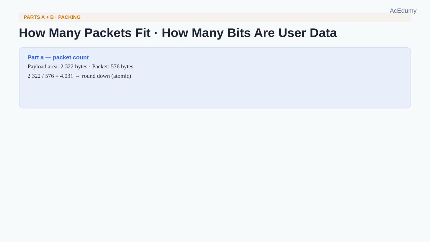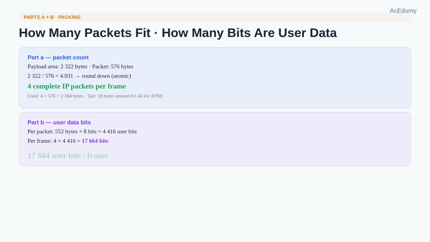Part A. Packets per frame. Payload area, 2,322 bytes. Each packet, 576 bytes. 2,322 divided by 576 equals 4.031. Round down to 4. Packets are atomic. You cannot send half a packet. 4 complete IP packets per STM-1 frame.